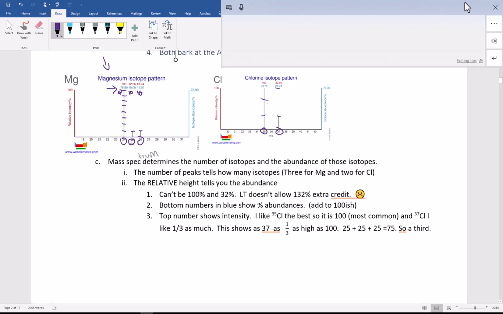Top numbers show intensity. I like chlorine 35 the best because it is 100% most common, and 37 is a third as much, okay? So this is 100% awesome. This is only a third as awesome, okay?